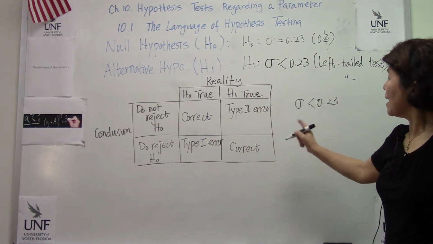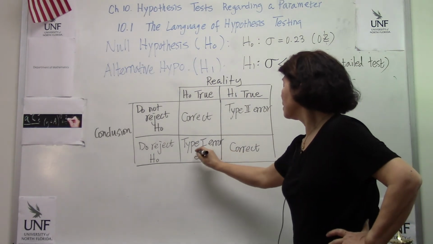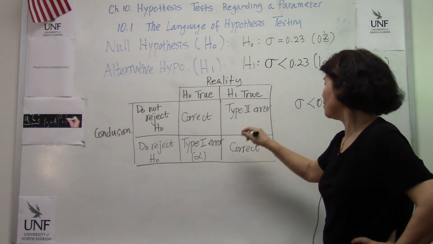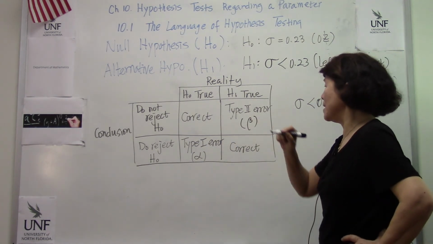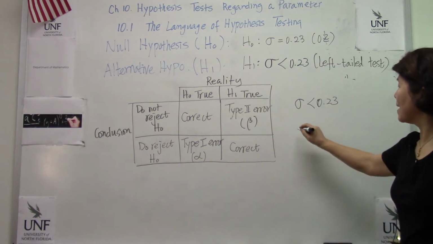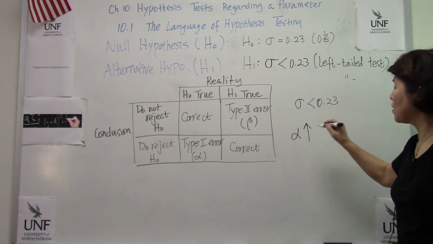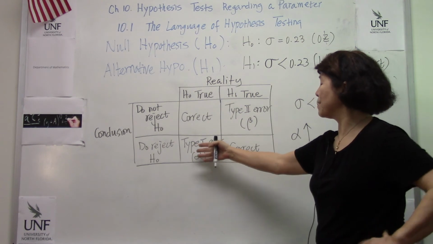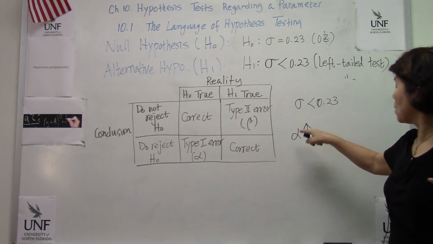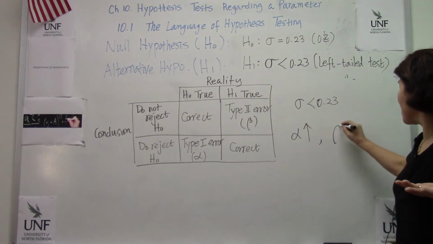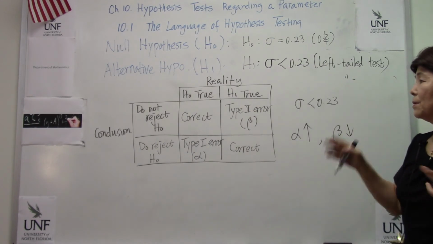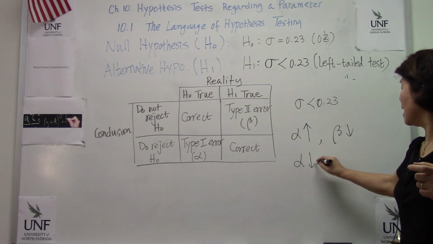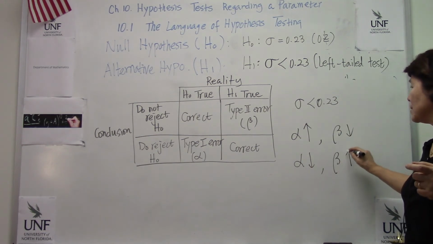Okay, so the probability of type 1 error is denoted by alpha, and this is for beta. And the relation between alpha and beta is, if alpha goes up, that is, the probability of making type 1 error goes up, that means beta goes down, one way or another. So if alpha goes down, that means beta goes up, like that.